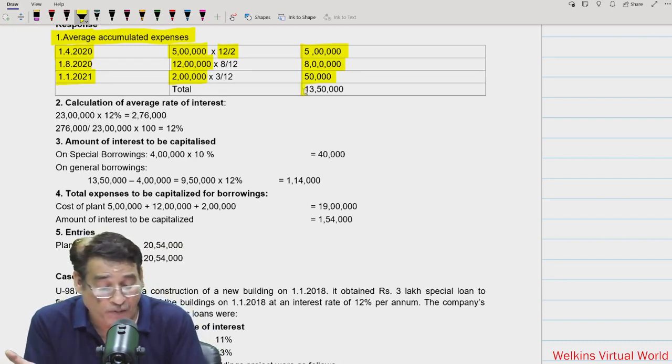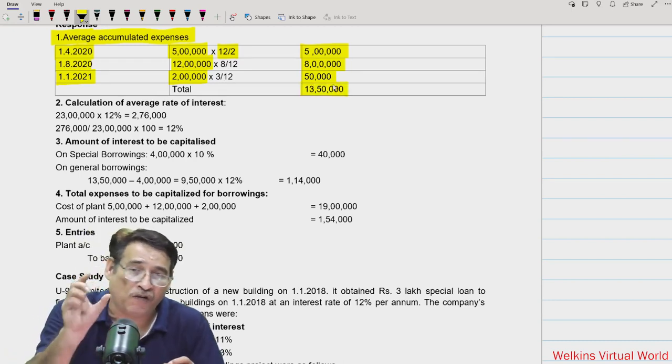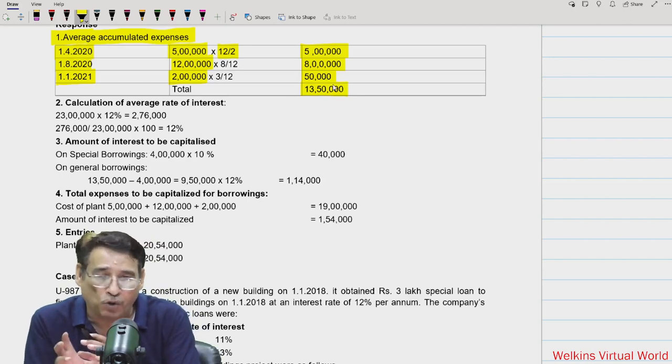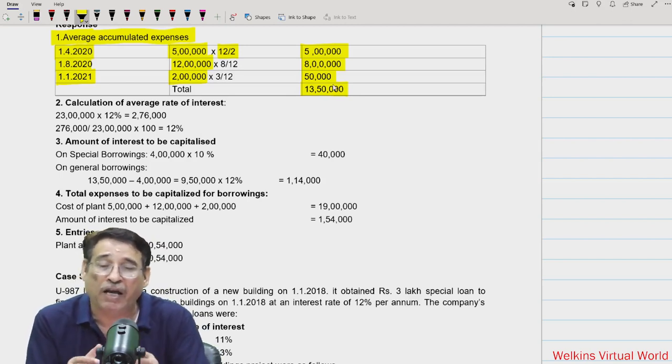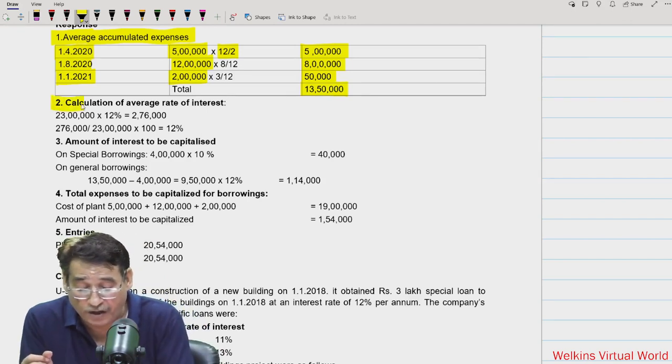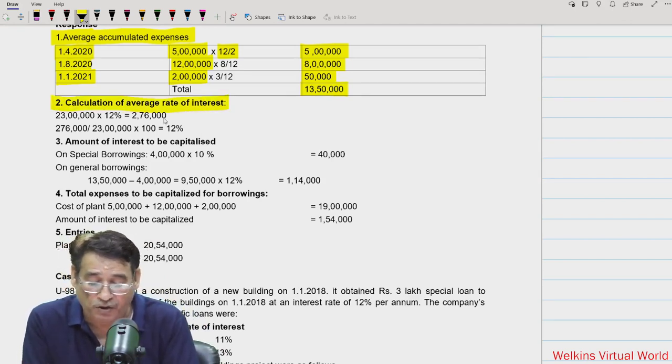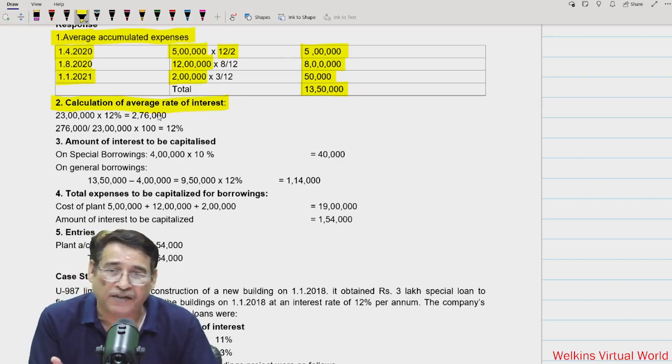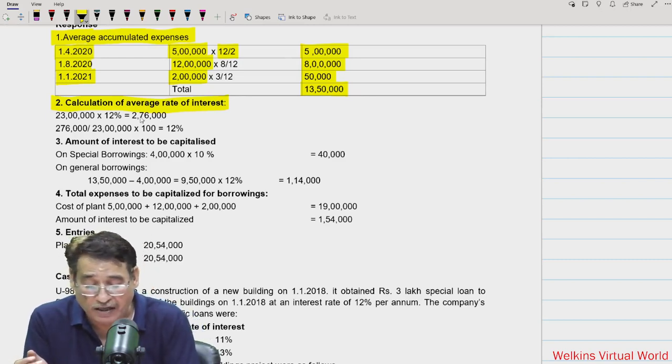That is what we mean by average accumulated expenditure gives you the picture that out of your total expenditure, which you made and which was effectively used in the current year. Now, calculation of average rate of interest. In this case, you need not require to compute weighted average as I have already told you. 23 lakh into 20%.